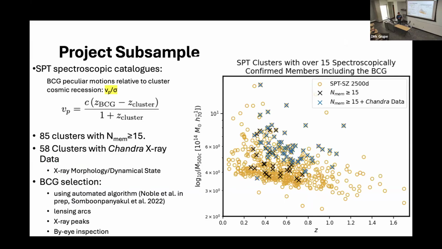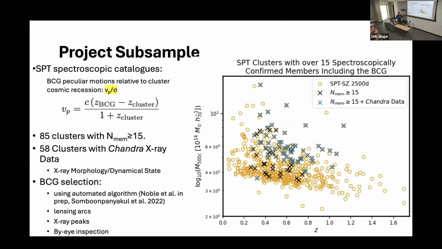We opt to use the peculiar velocity of the BCG as opposed to the centroid offset because, one, this measurement has never been done at high redshift, and also we're able to constrain this measurement a lot better than we are able to constrain the centroid of the SPT clusters, which are mainly determined by the Sunyaev-Zeldovich effect, which is a little bit hard to estimate the exact center of, as you'll see in a slide later.